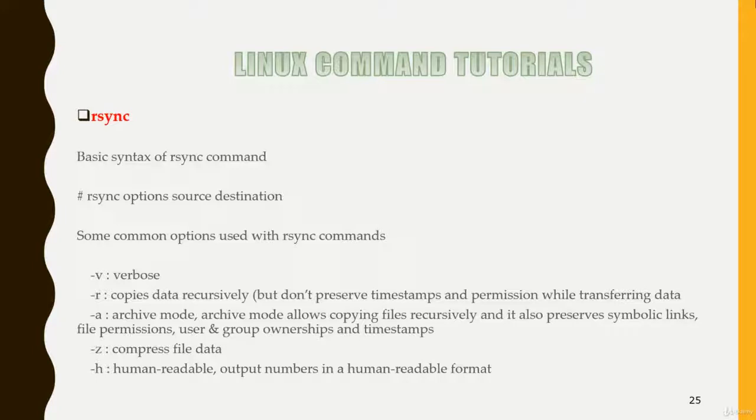So if you want to copy the data and preserve the permissions and timestamps, then you have to use the -a option. This is your archive mode. Archive mode allows copying files recursively, and it also preserves symbolic links, file permissions, user and group ownership, and timestamps. So it is always recommended to use this option.